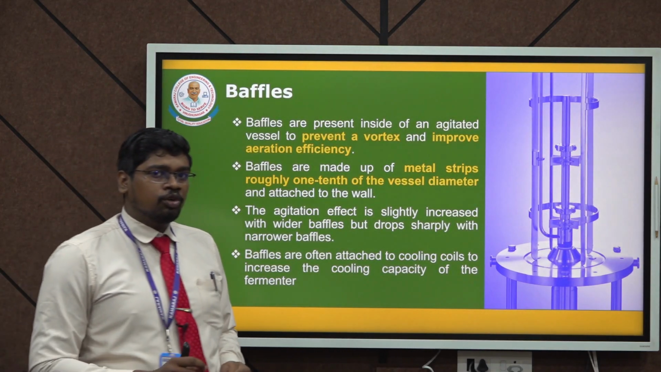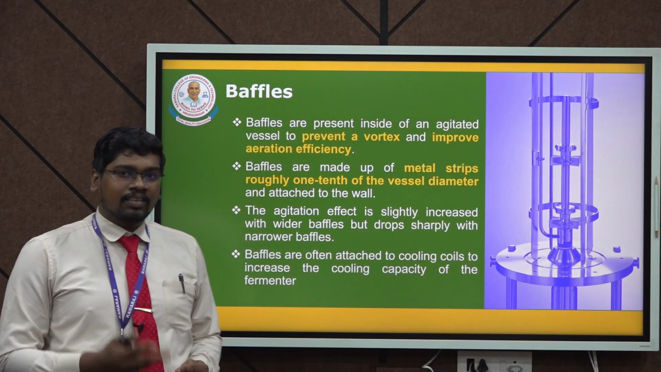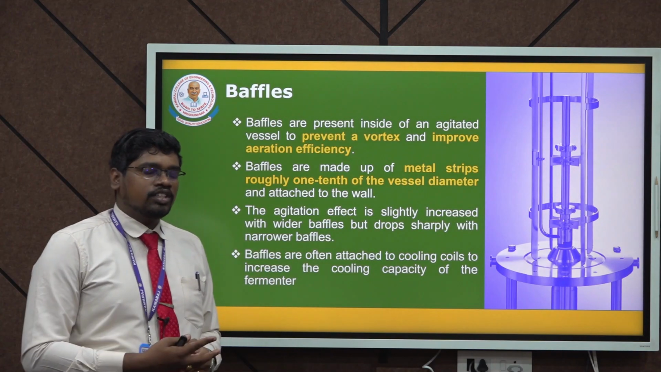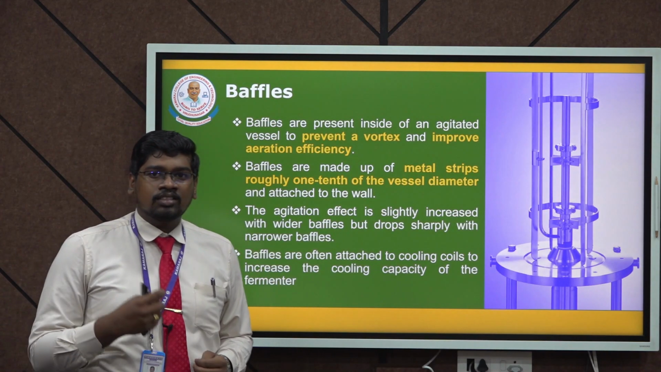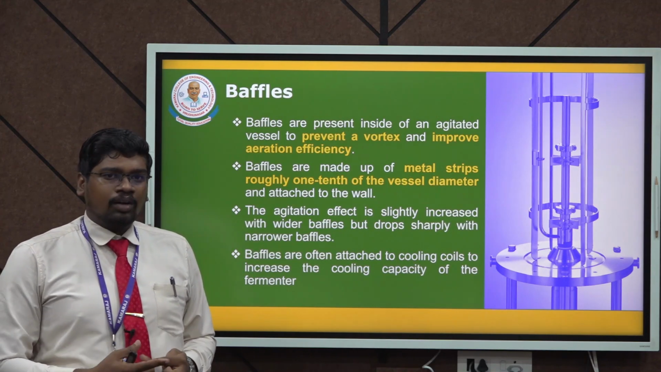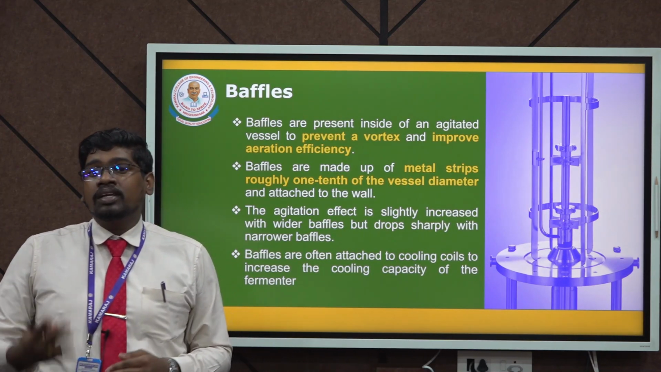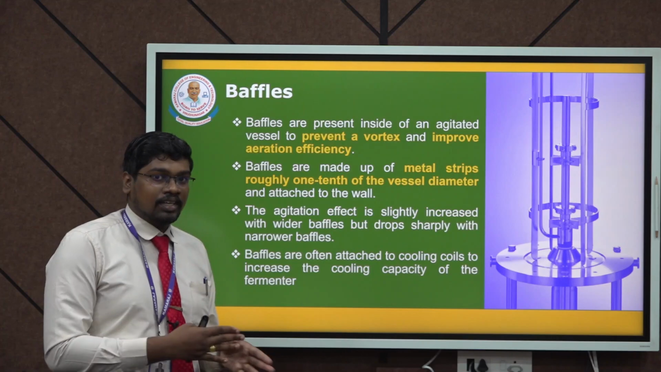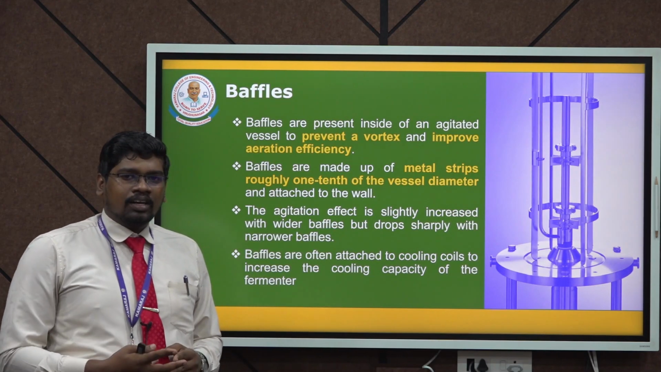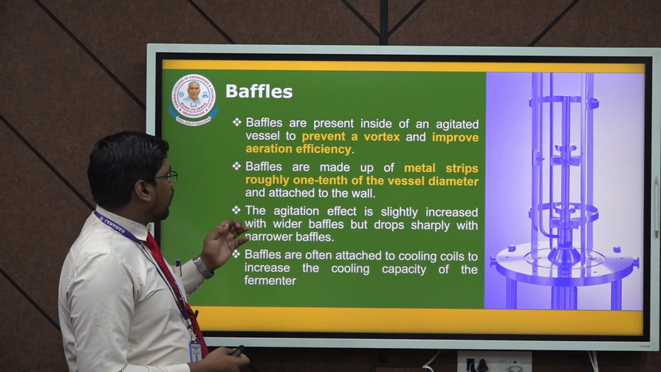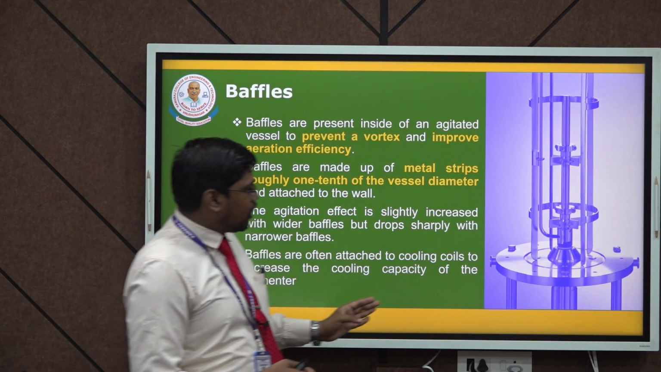Baffles are used to prevent vortexing inside the bioreactor. When constant agitation is provided, there is a chance of a vortex forming. That vortex will prevent uniform mixing of the components present inside the bioreactor system. To prevent that, baffles are used. So baffles are present inside the bioreactor system.